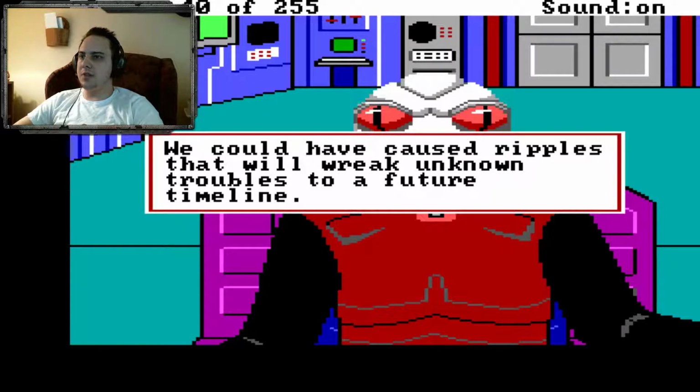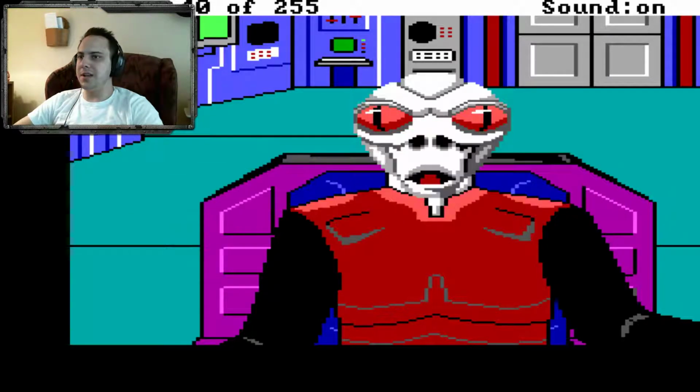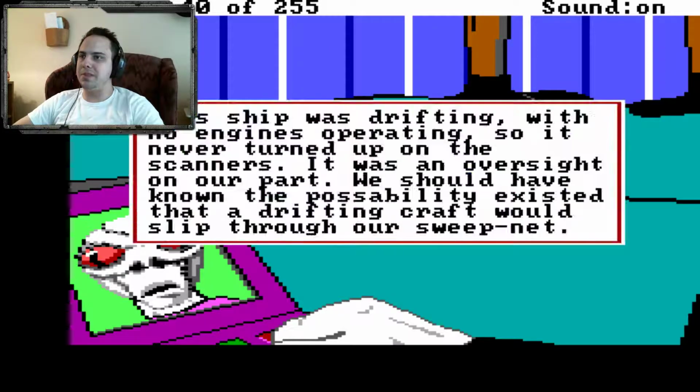He could have caused ripples that will wreak unknown troubles to a future timeline. How did that craft get there? I thought a sweep was done for light years around the detonation site. We did do a sweep, sir, but because of the distance we checked for any radiation or other exhaust emissions from ships. This ship was drifting with no engines operating, so it never turned up on the scanners.